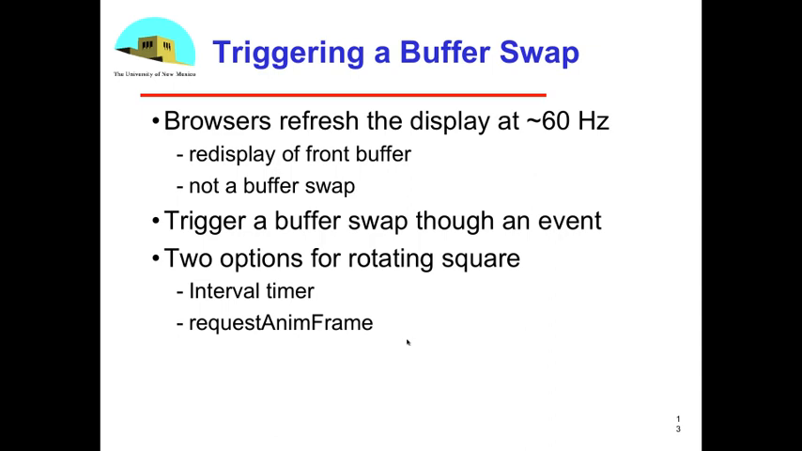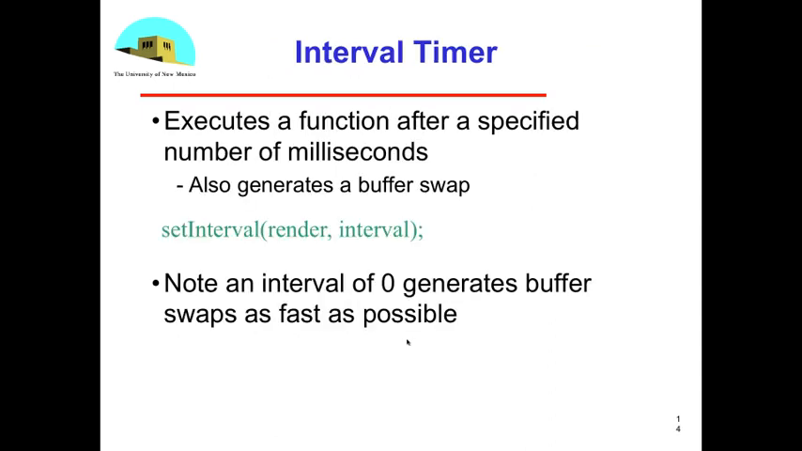The other is to use a function that's supported essentially on all browsers, which is called requestAnimationFrame. So let's look at those two options. Okay, so an interval timer is something that says, I'm going to run a function that I'm going to write the code for after some number of milliseconds, and when that's over, it's going to generate an event which will cause the buffer swap. So it just says, here's setInterval, here's the function I want to execute, which in our case is render, and give you the interval in milliseconds. So something like 60 milliseconds would be approximately 60 frames per second.